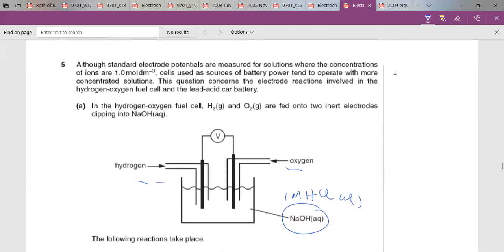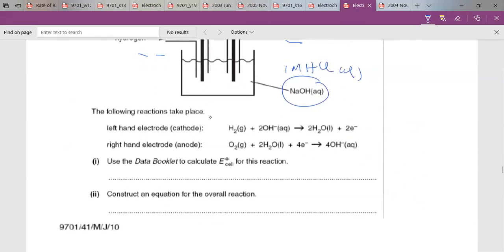Now this is a common one. This is what is given. Although the standard electrode potentials are measured with solutions of concentration 1.0, cells and batteries tend to operate with more concentrated solutions and so on. So now these are hydrogen-oxygen fuel cells, dipping in solution, under alkaline condition.